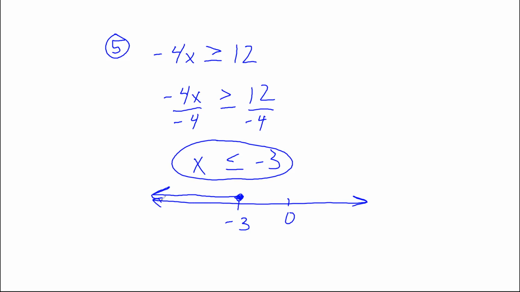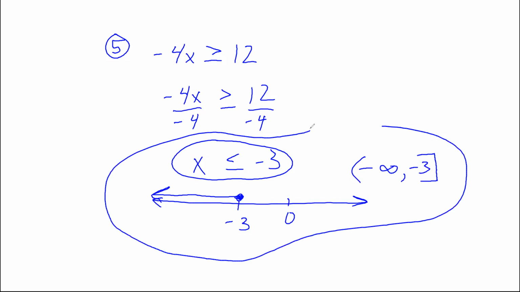And the third part of my answer is going to be the interval notation. It is going to negative infinity, which I should put on the left. It's coming up to negative 3 with a closed bracket. So these are the three portions of my answer.